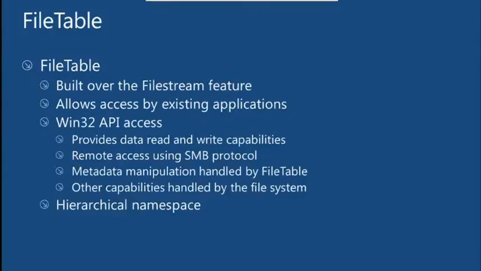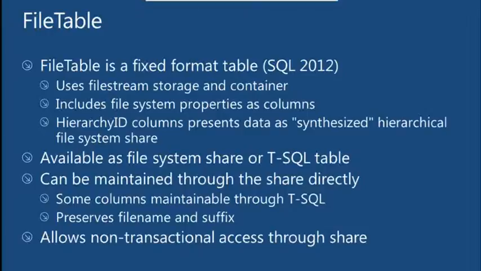So file table, again, has Win32 access and has a hierarchical namespace. It's a fixed format table. It's SQL 2012 only. And the hierarchy ID columns just basically make up, as far as SQL Server's code goes, something that looks like a hierarchy, but really you just saw the underpinnings of it. It's not a hierarchy at all. It's a flat system. It's available as a file table share or as a Transact SQL table. You can work with it either way. And you can maintain it through the share directly.